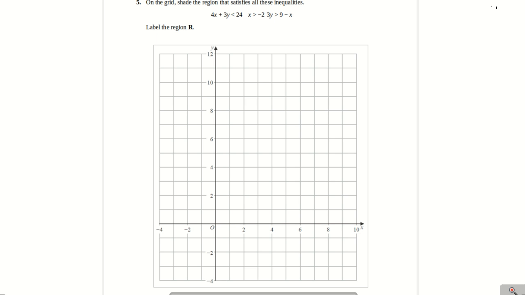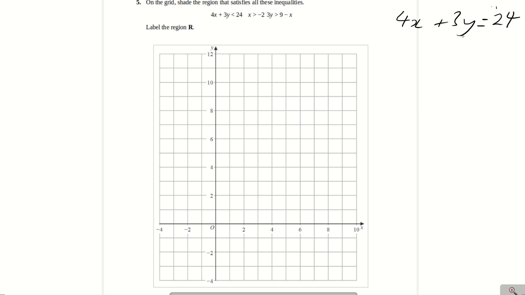Okay, we've got to show the region that satisfies those three inequalities. First one is 4x plus 3y is less than 24. Now if I say equals 24, that's going to be the equation of the line that we need to draw. The inequality doesn't have an equals in it, so it's going to be a dashed line to show that points on the line are not in the required region.